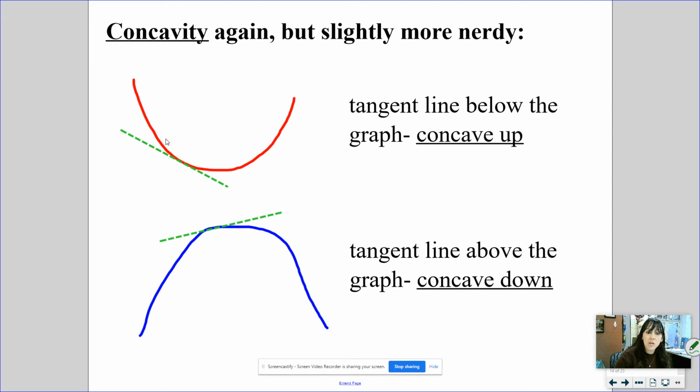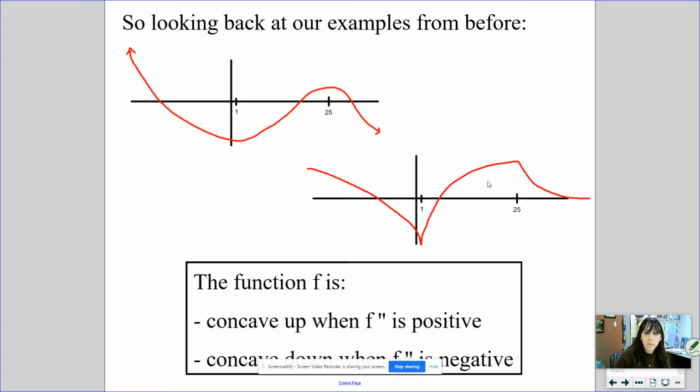Okay, so if I drew a tangent line anywhere on this curve, it would be underneath the line. In concave down graphs, that's the opposite. So if I were to draw a tangent line anywhere on this blue curve, it would be above the graph. That's like the nerdy version of concavity. So concavity would have helped a ton here to determine what's going on.